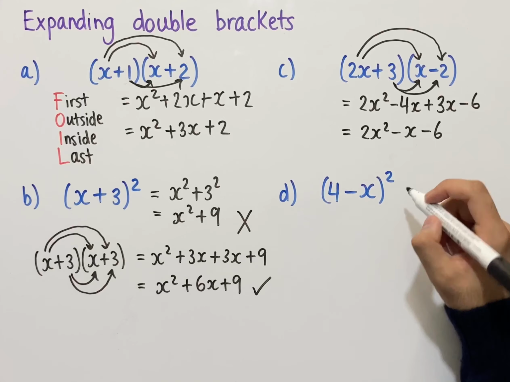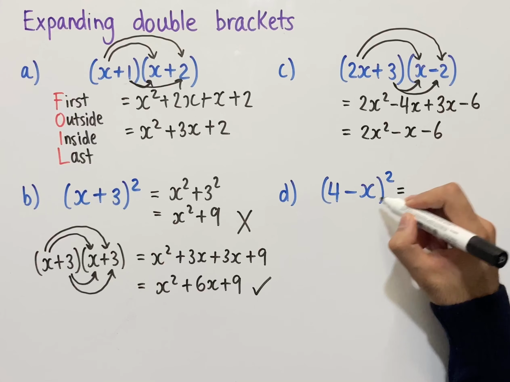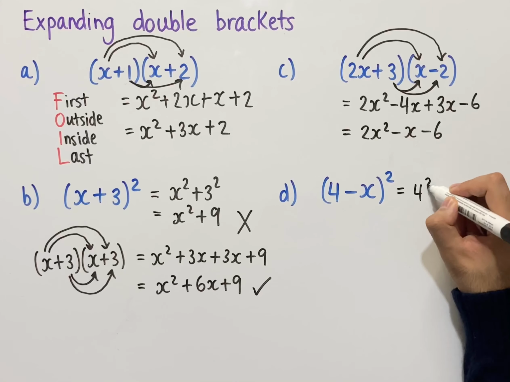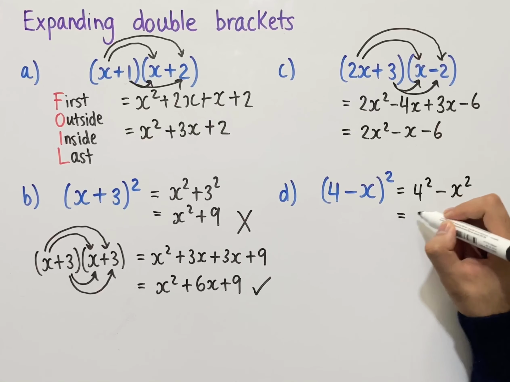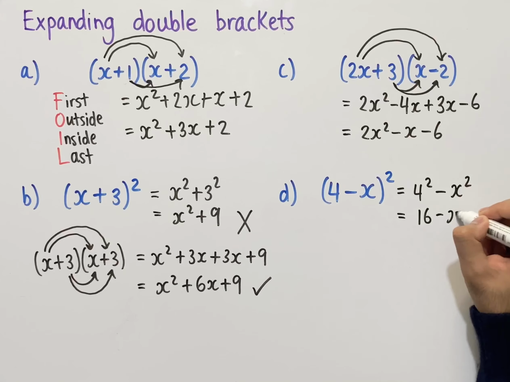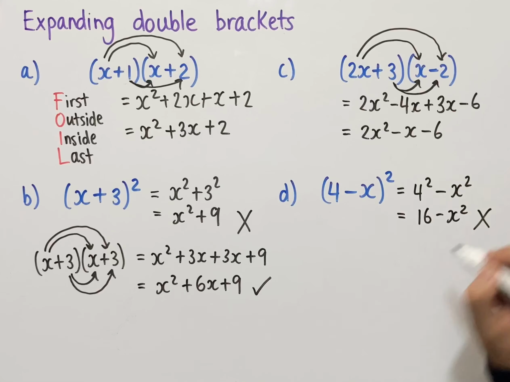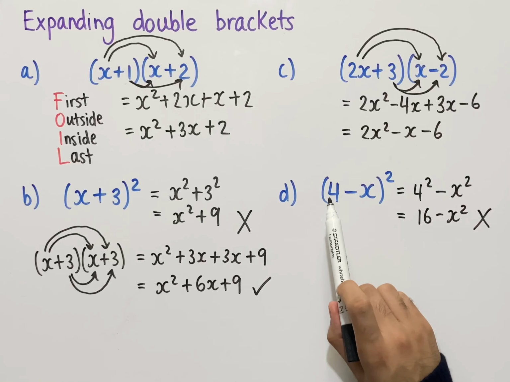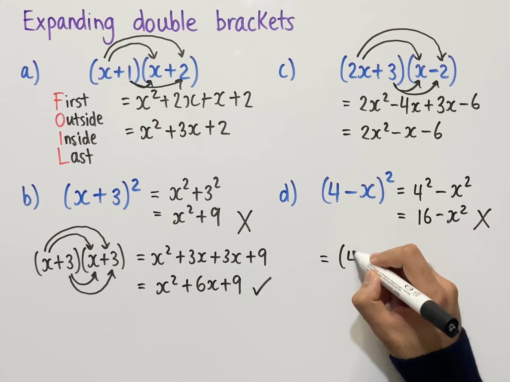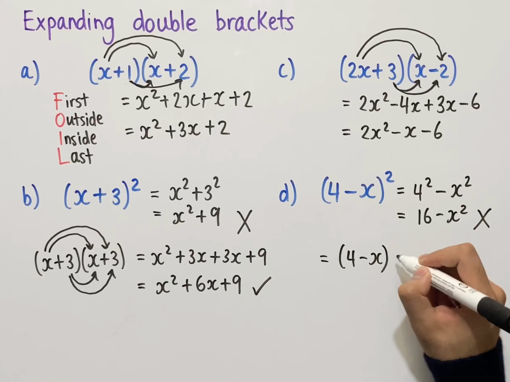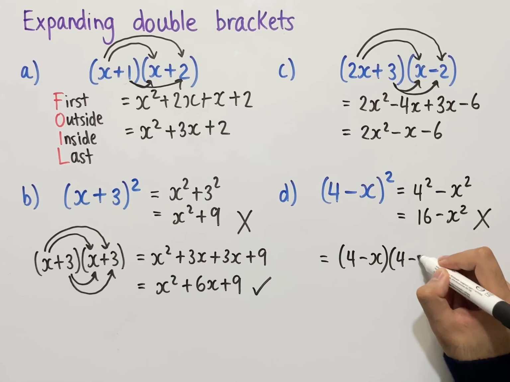Now looking at this example, we have 4 minus x all squared. So again, remember the common misconception is to think that this is the same as 4 squared minus x squared, and so that would be 16 minus x squared. This is not correct. Write this as two separate brackets since we have 4 minus x all squared. So this is the same as 4 minus x in brackets multiplied by 4 minus x in brackets.